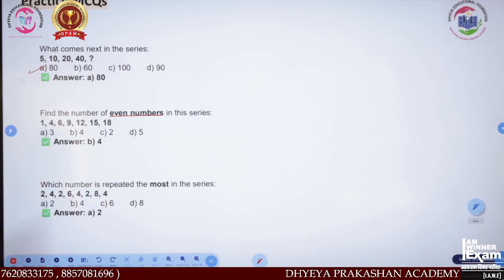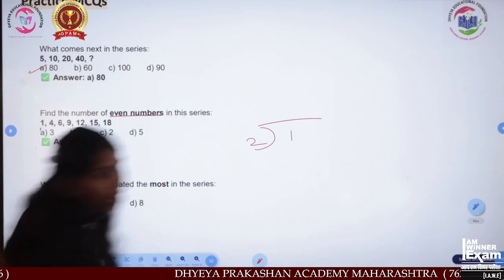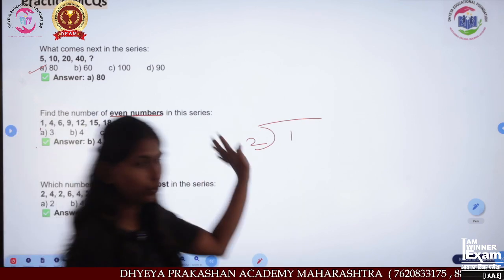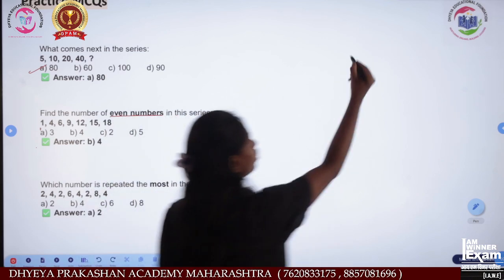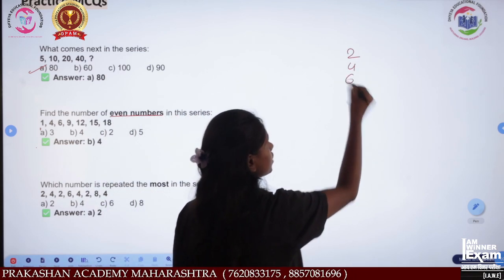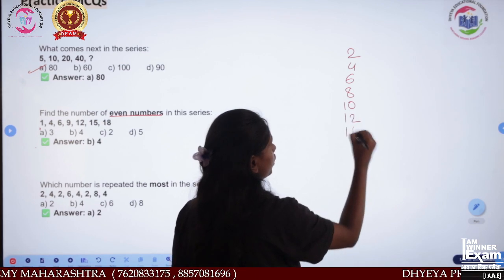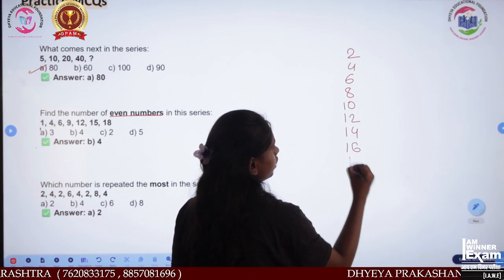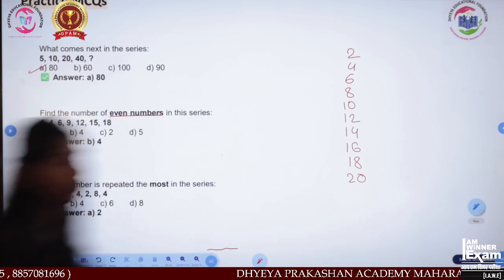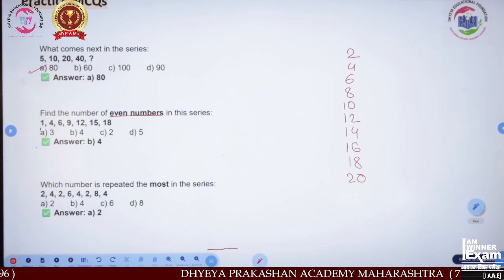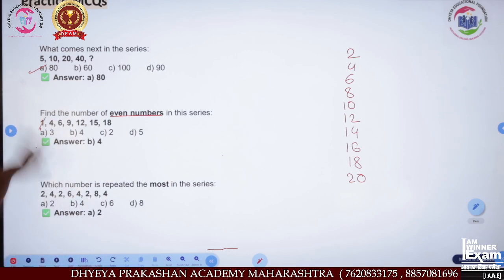So let's see. 1. You can't divide 1 by 2, right? Let's write here the 2's table. 2 ones are 2, 2 twos are 4, 2 threes are 6, 2 fours are 8, 2 fives are 10, 2 sixes are 12, 2 sevens are 14, 2 eights are 16, 2 nines are 18 and 2 tens are 20. So this is the table of 2. Now let's find. You can't divide 1 by 2, so it is not an even number.